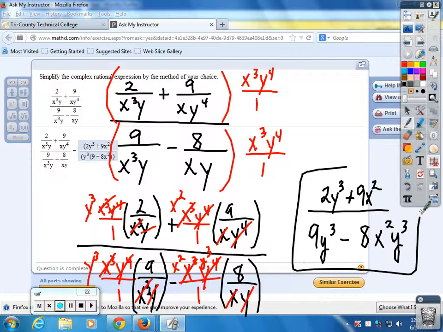Is it? Yeah, they factored out a y cubed right here. Good. I'll take either answer. That's a good test question.